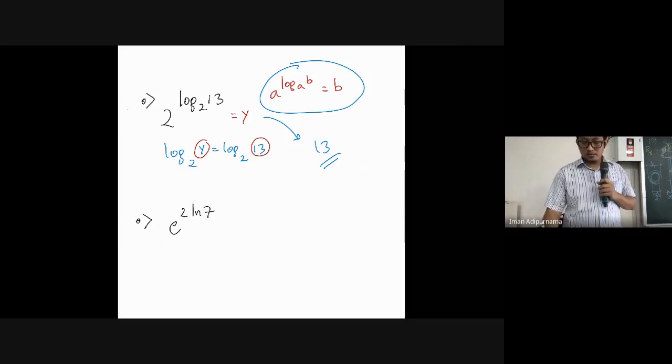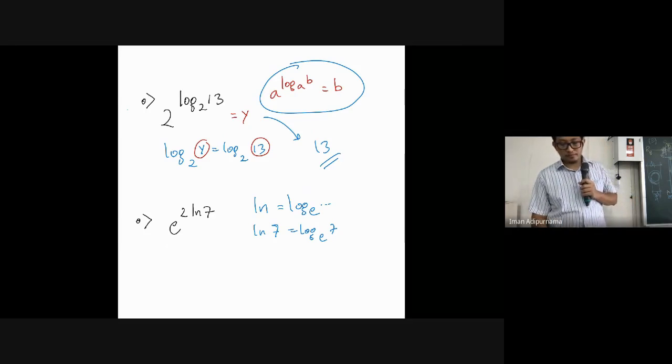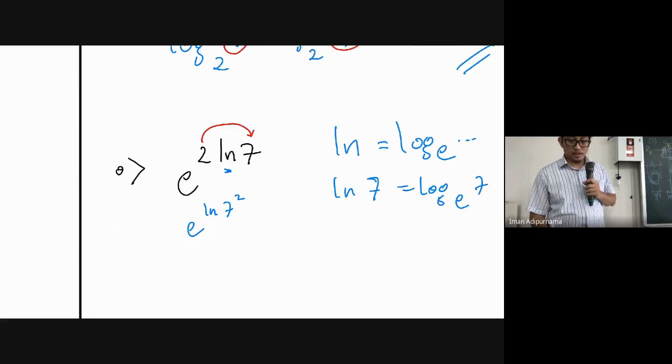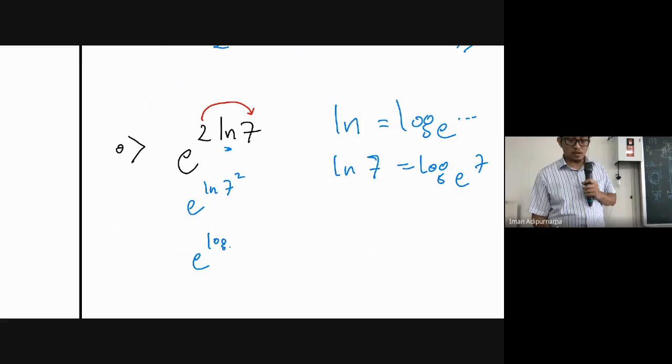And how about the third one? You have e. Remember, ln is log with base of e. So if you have ln 7, you can write this as log e 7. And to solve this, because ln is the same as log with base e, we can remove the 2 going here. So e to the ln 7 squared is e to the log e 7 squared, and you can cancel this, and it's just 7 squared, or 49.